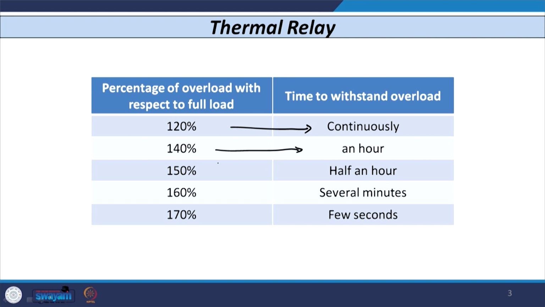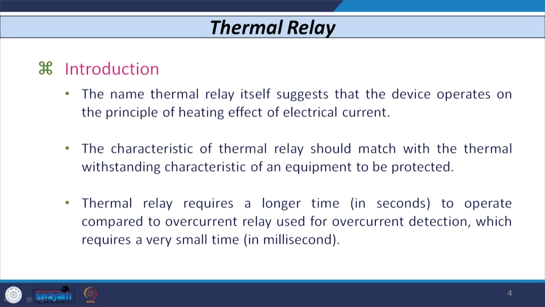If we increase the percentage of overloading to 150%, the same equipment can withstand the overload for half an hour, and for 160% it can withstand several minutes, and for 170% it can withstand a few seconds. So, as we increase the percentage of overloading on the equipment, the time to withstand that overload condition goes on reducing. So, in this case let us see how the thermal relay works.